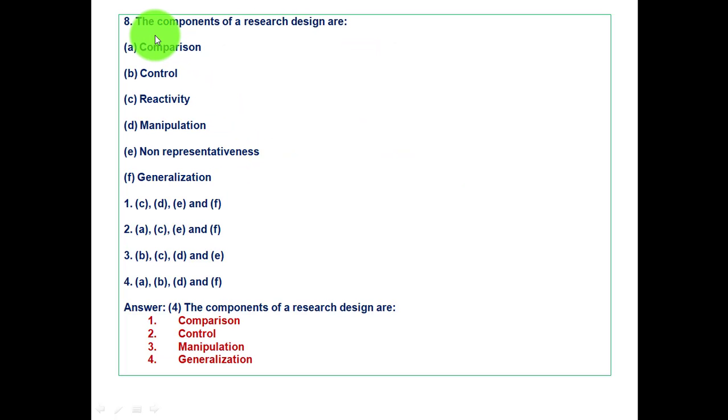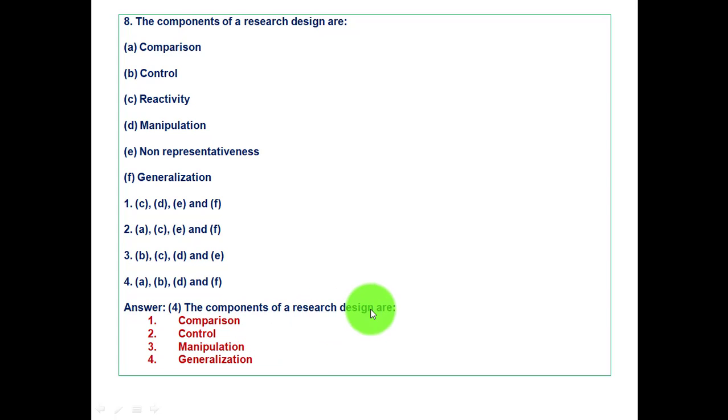Next question. The components of a research design are: A. Comparison, B. Controls, C. Reactivity, D. Manipulation, E. Non-representativeness, and F. Generalization. So what are those components that will be needed for a research design?